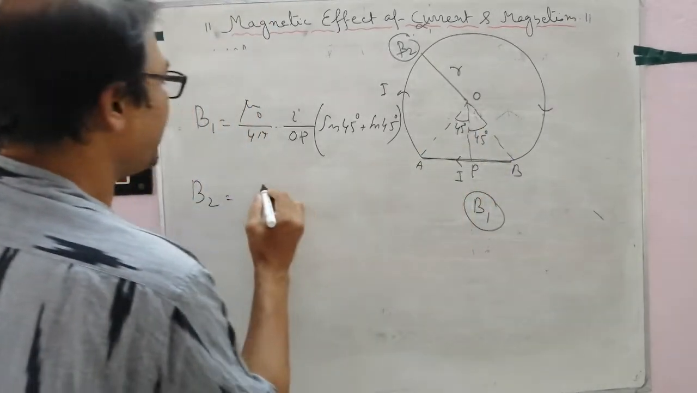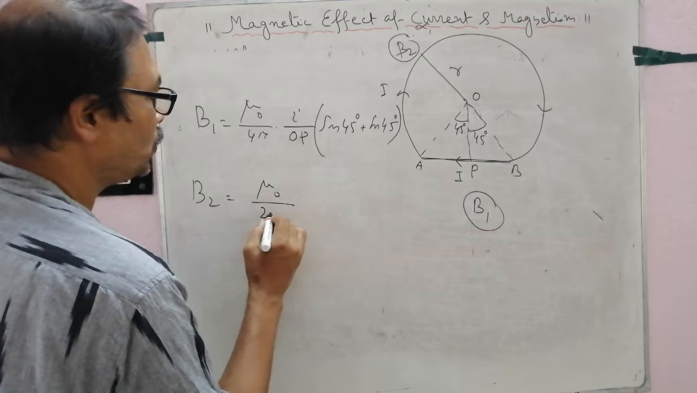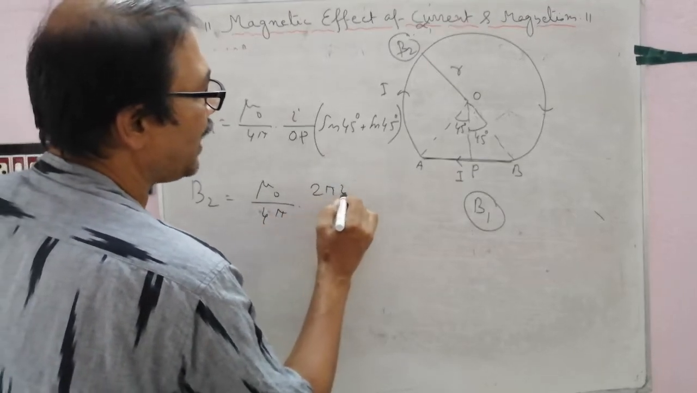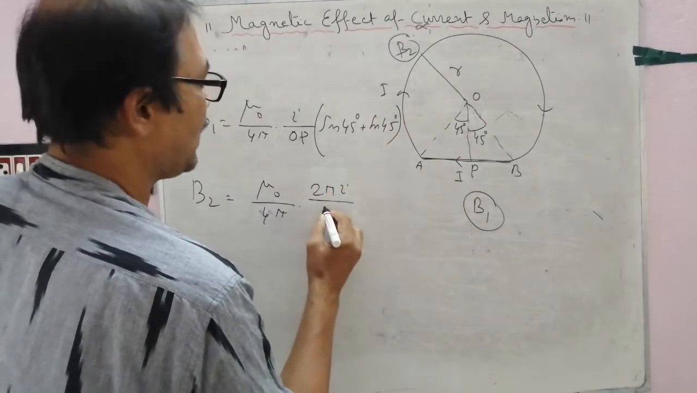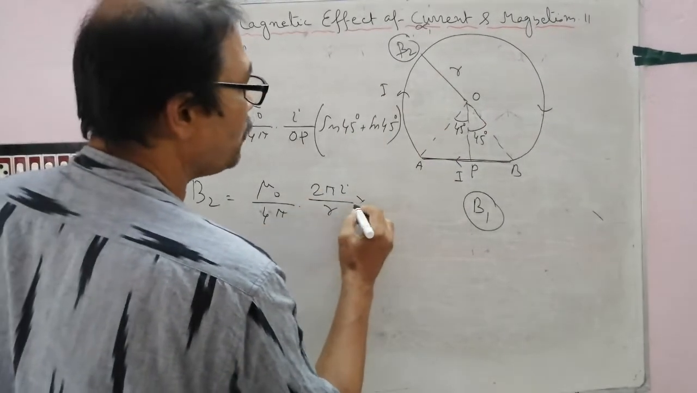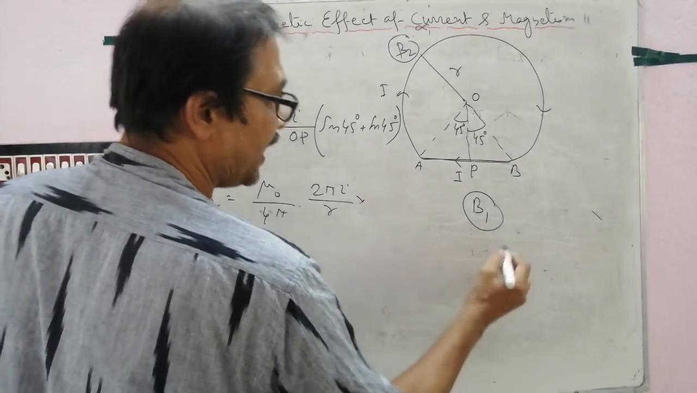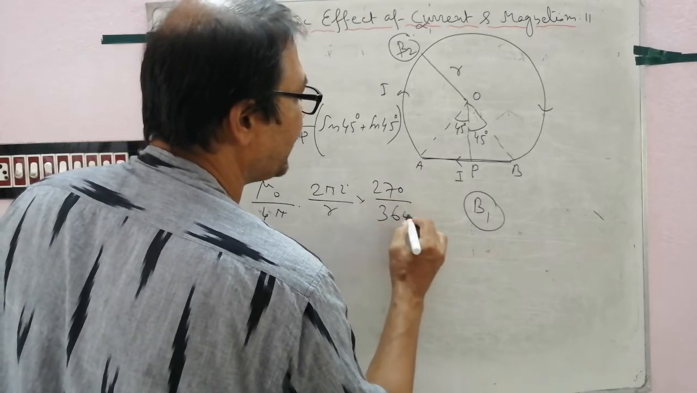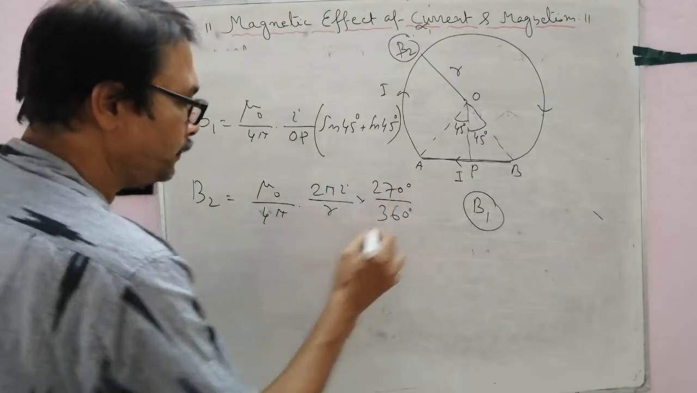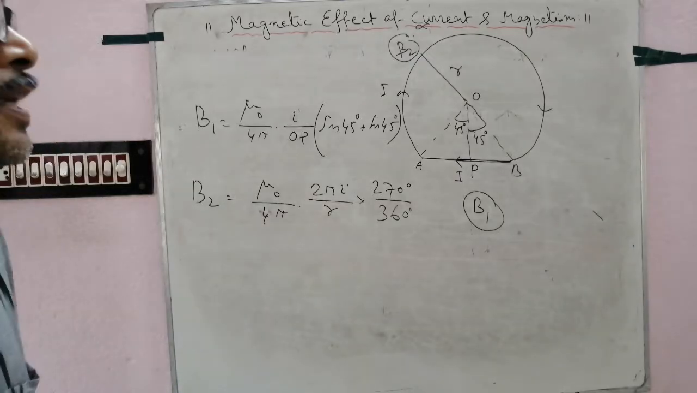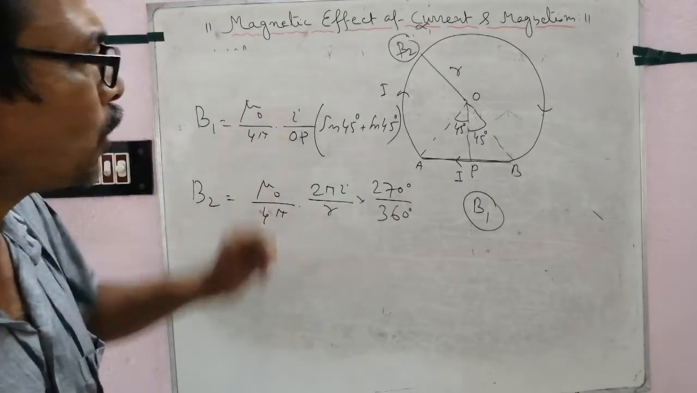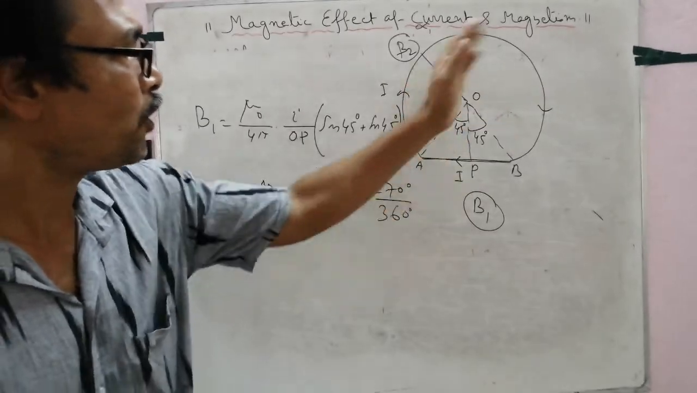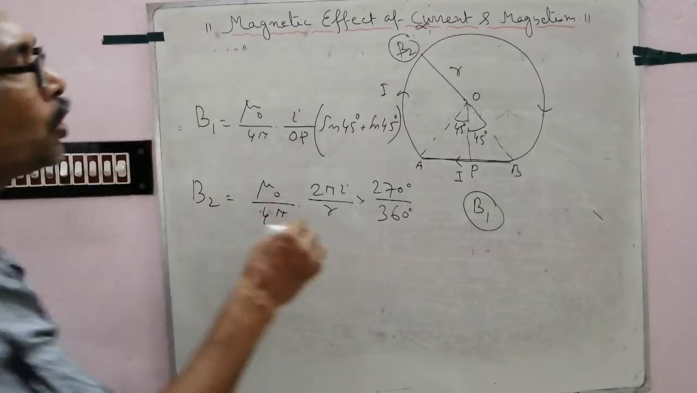And for B2, this angle is 90 degree. So for the circular loop, mu naught by 4 pi into 2 pi I by r, radius, into 360 minus 90, that is 270 by 360. Clear? If you add B1 and B2, you will get the result. But what is the value of OP? This angle is 90, so this angle is 270 for this portion. What is the value of OP?